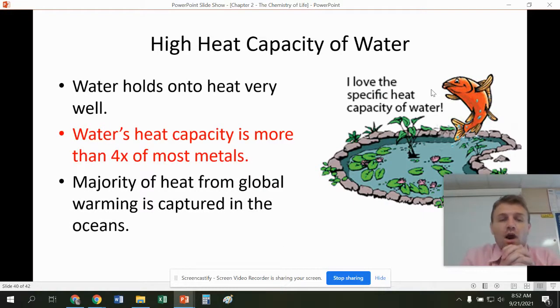Heat capacity of water. Water holds on to a ton of heat very well. A majority of the heat from global warming is captured by the oceans. Oceans are a big heat sink in the world. They just capture a lot of heat. And you can see here water's heat capacity is more than 4 times that of most metals. That makes water very unique.